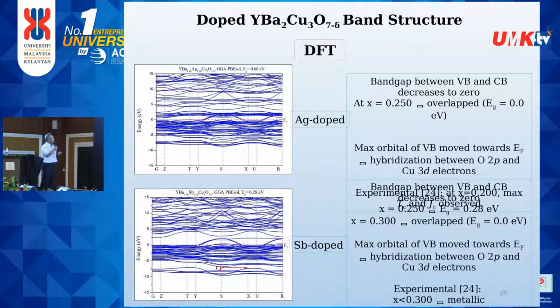So we use DFT plus U, where U is equal to 10 electron volt, and the largest band gap we found is 3.7 eV. All right, so this is the DFT plus U in doped YBCO. You can see the energy gap clearly.